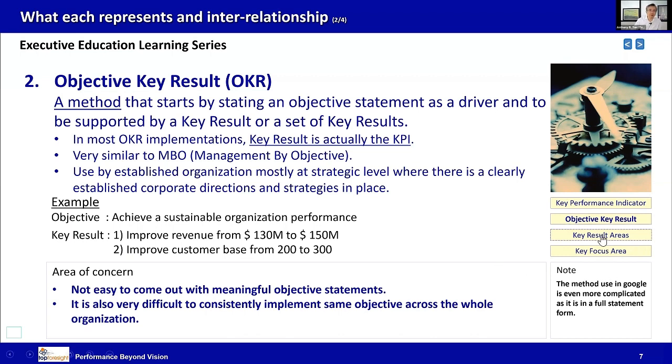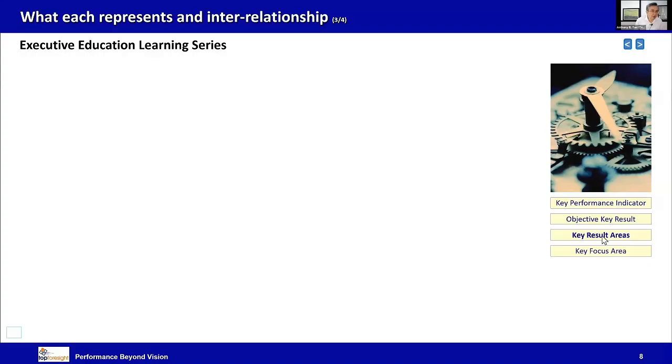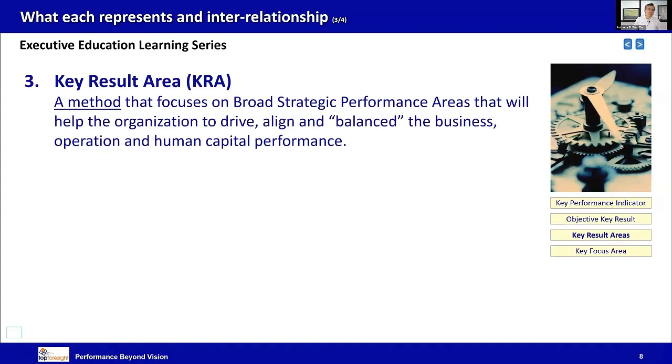Let's look at key result areas. Now, what are key result areas? This theme came about partly due to the development of the balanced scorecard. What the balanced scorecard simply says is that it's a method that focuses on broad strategic performance areas that help the organization to drive, align, and balance operational and human capital. It means we look at how we're going to balance the performance of an organization. So from the strategy perspective, normally you ask, what do you think are your key result areas? These are broad areas that you want to look at.